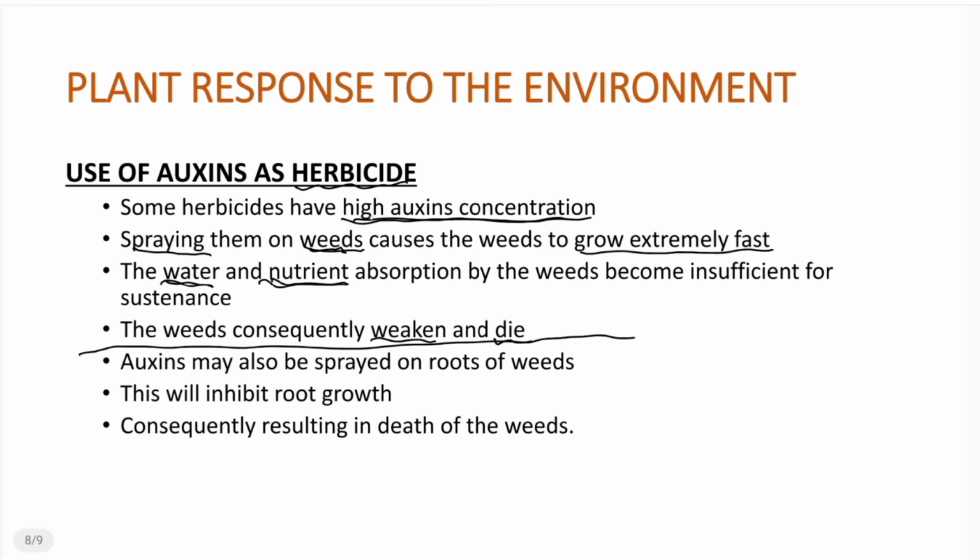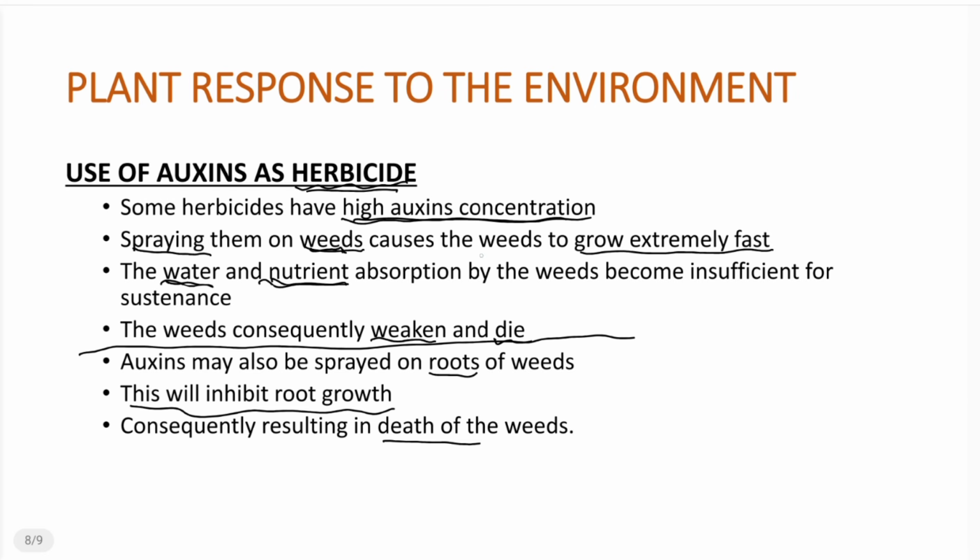But what if we spray these herbicides on the roots? What will happen? Well, since these herbicides are said to contain auxins, we know that a higher concentration of auxins in roots will simply inhibit growth. So if we are to spray these herbicides on the roots, then the growth of the roots is going to be inhibited, right? Hence we say that the spraying of these herbicides will simply inhibit root growth. By inhibiting root growth, then the absorption of nutrients as well as the water is also going to be affected, right? It is going to be insufficient, and as a consequence, the weeds are simply going to die, right? So this is how auxins are used as herbicides.